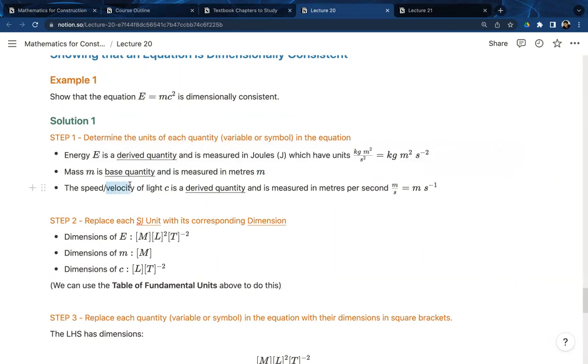Speed or velocity, right? In terms of dimensions, speed and velocity are synonyms. C, the quantity C, is actually speed. What are the units of speed? Meters per second, right? So you say m s to the power minus 1. So once you have the SI units, these are the units.